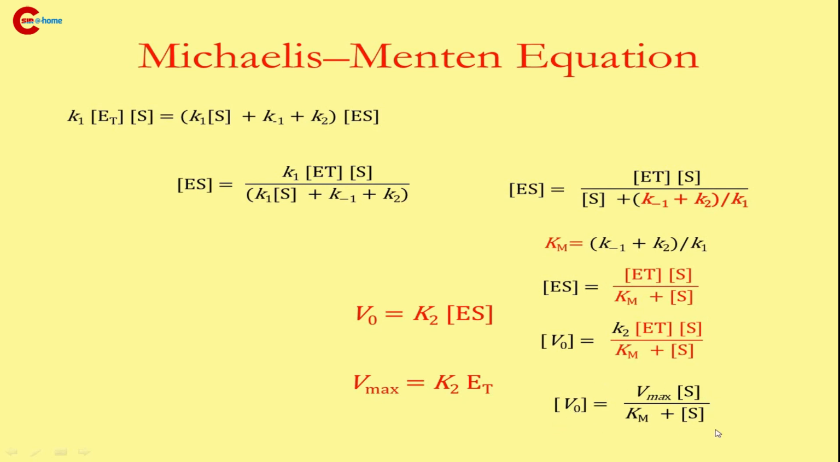What you have to study: V0 is equal to Vmax S divided by Km plus S. Then you have to study V0 is equal to K2 ES. Then you have to study the relationship between V0, Vmax, Kcat, Km, etc.